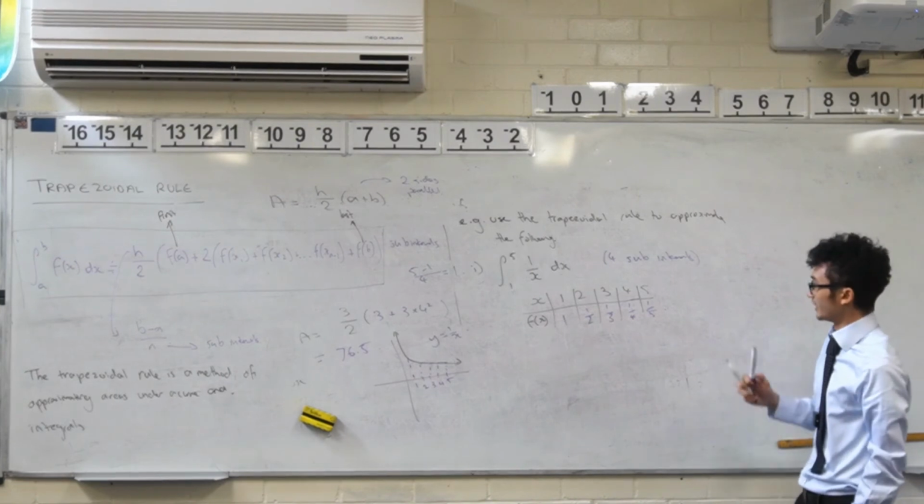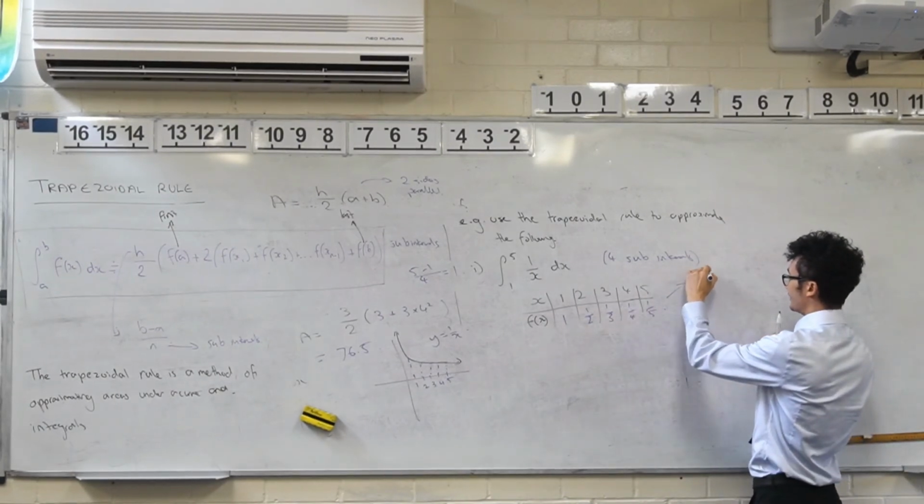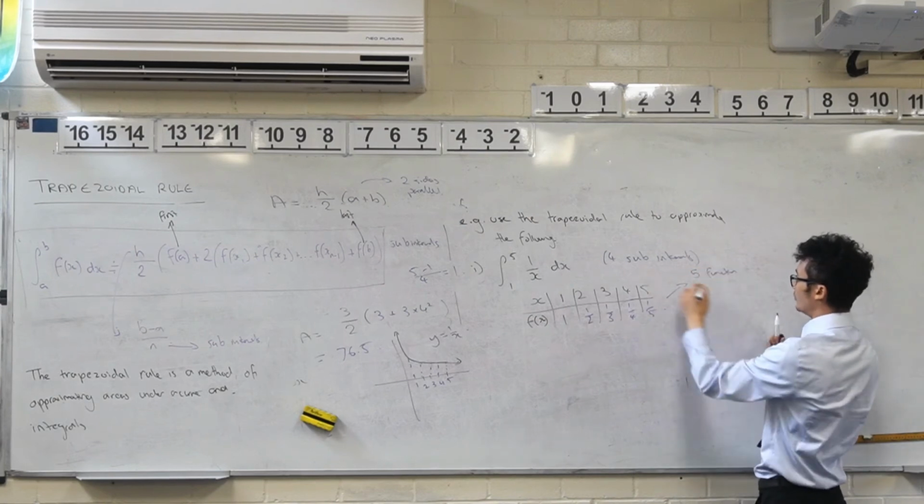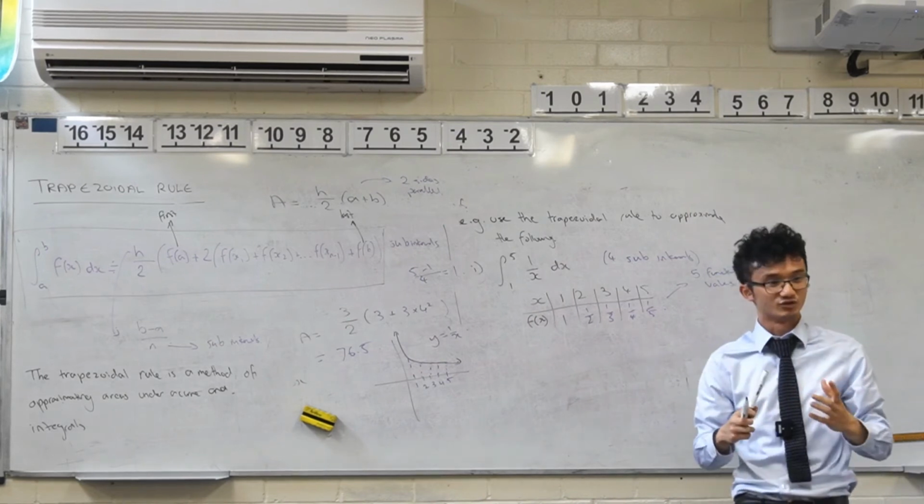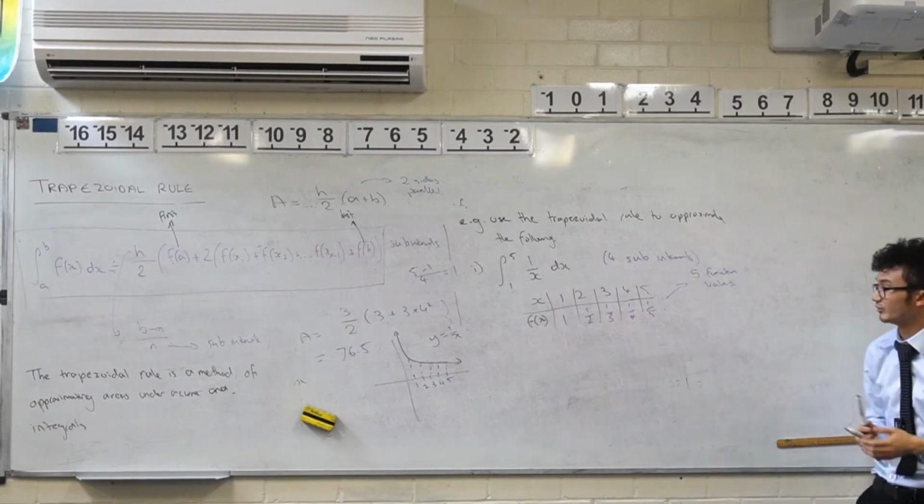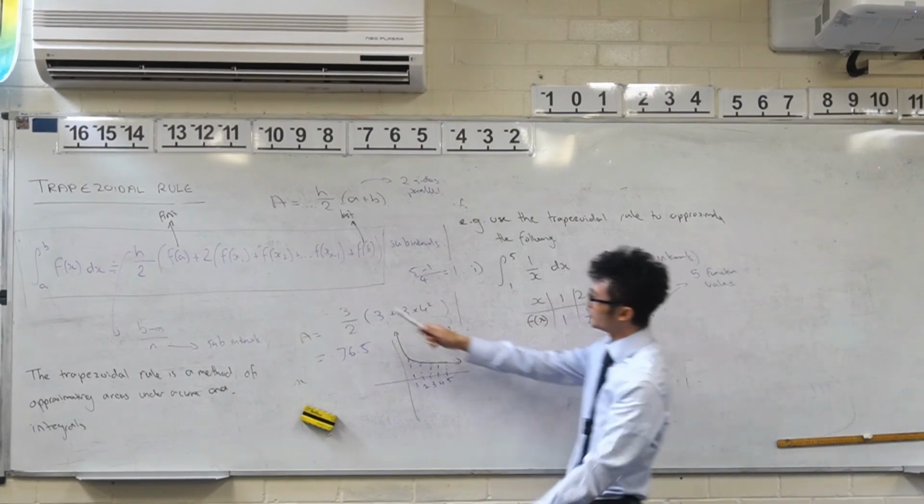From this, okay, another way that they talk about this is they say using 5 function values. So they'll say, okay, use 4 subintervals, or they might say use 5 function values. They're kind of like interchangeable. So just be aware of the different terminology when we're talking about that, okay?